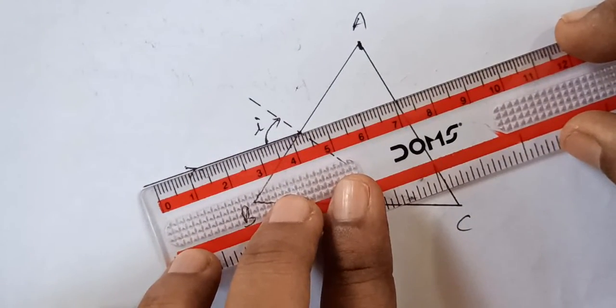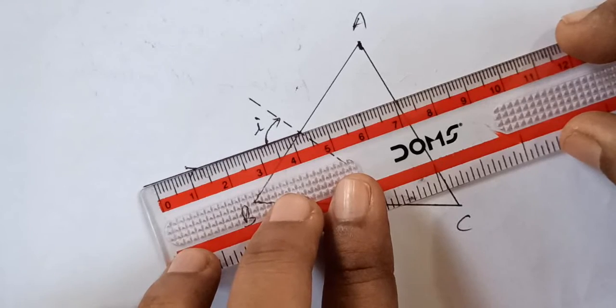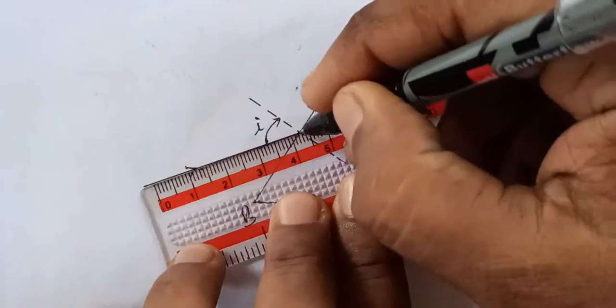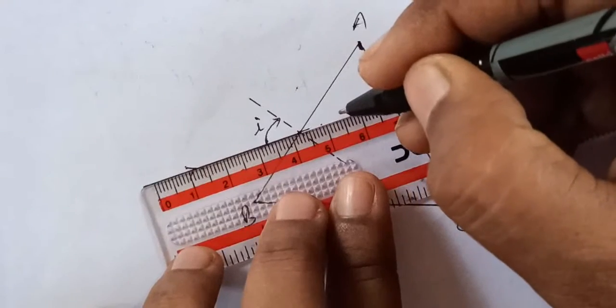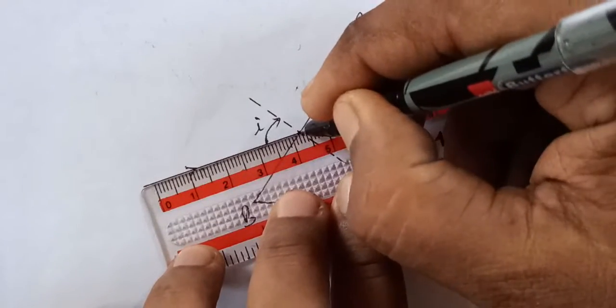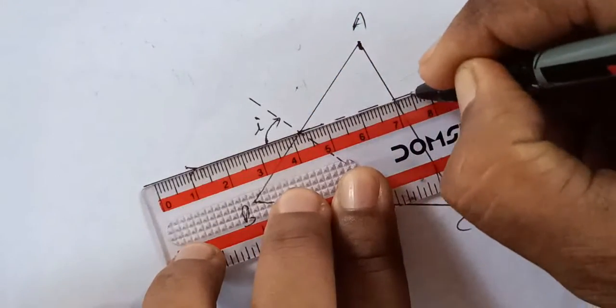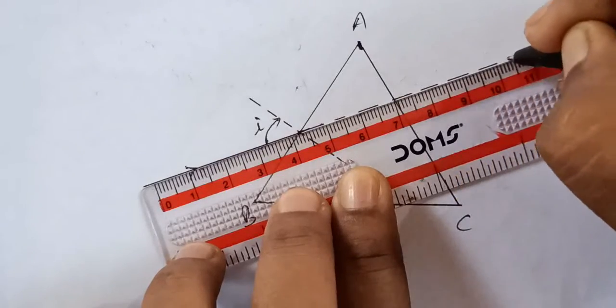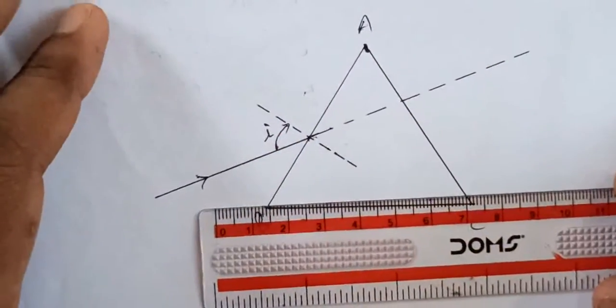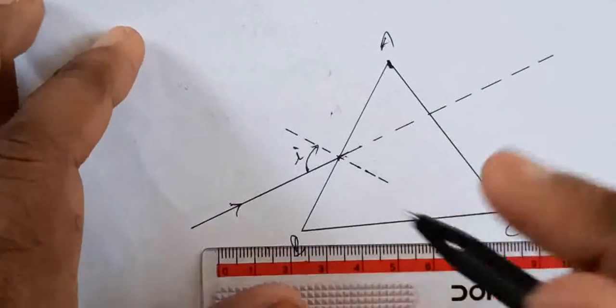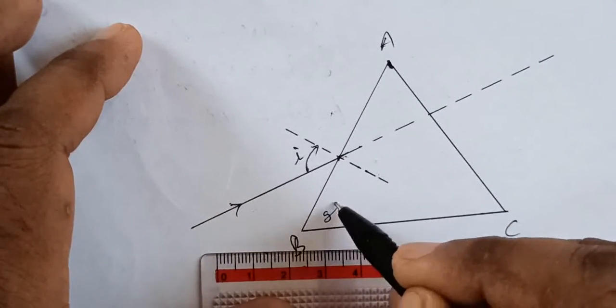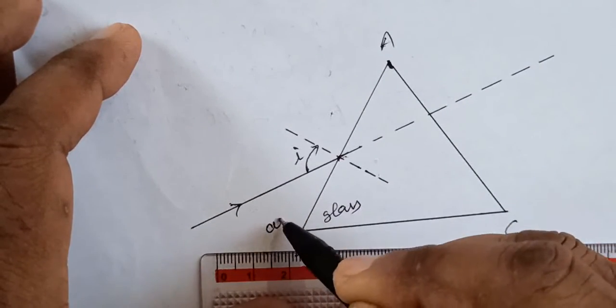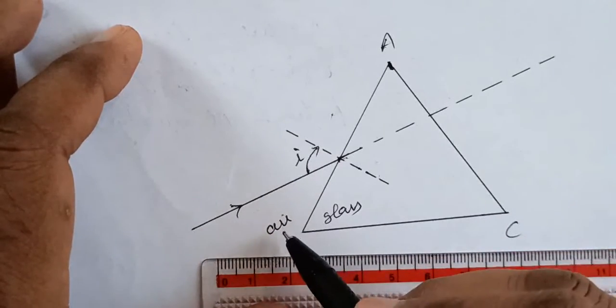And this incident ray have an original path also. I am just drawing original path, but ray will not go along this path. But I am making it original path of incident ray. This is original path, but dotted I am making. It will not go along this path. Then this is glass, this is air, and ray is traveling from air to glass.